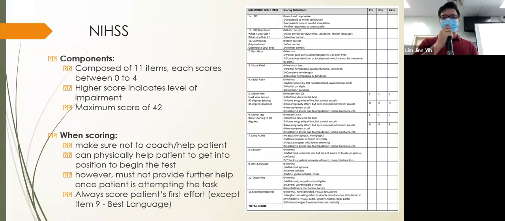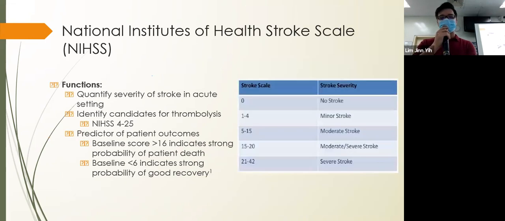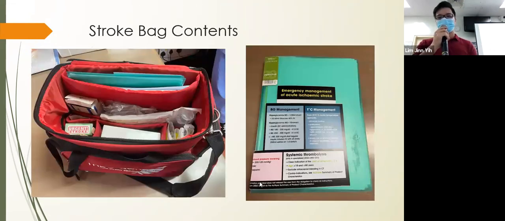There are a few things. When doing the score, make sure you don't help the patient. What you can do is guide them to the starting position, but after that, they have to do it by their own effort. Always take the first attempt, except for item 9, best language. For this one, there will be a few random words, random sentences, and images that the patient has to read or describe. All this is also in the file in the stroke bag. The images and all are also in this file.